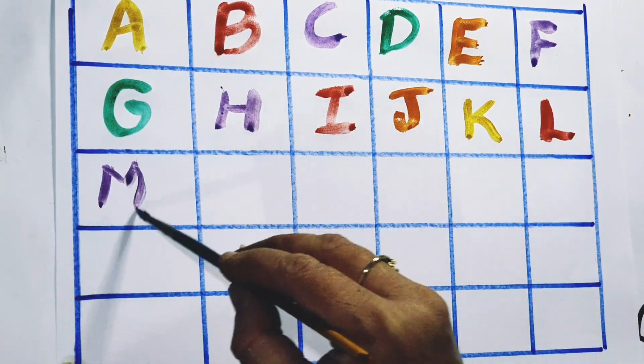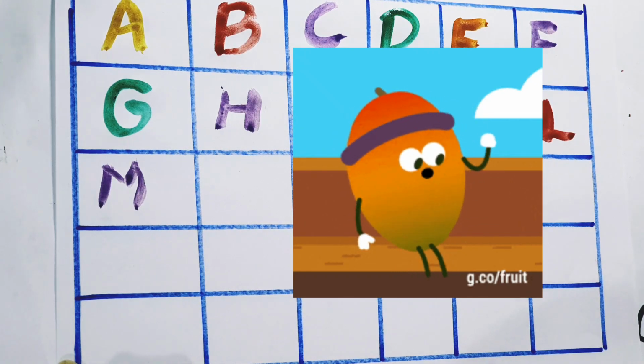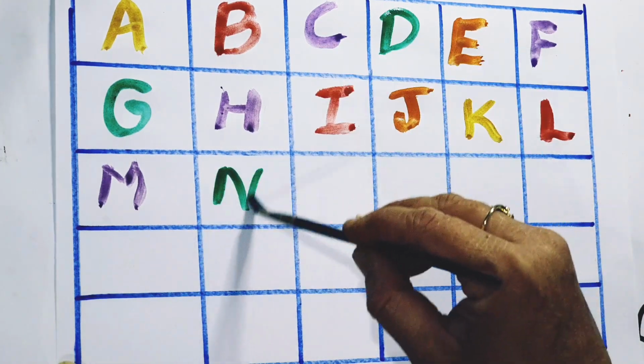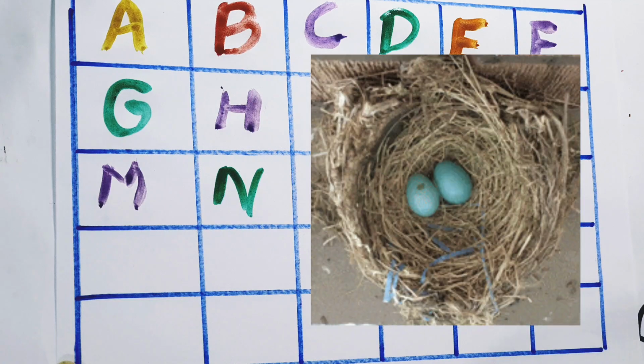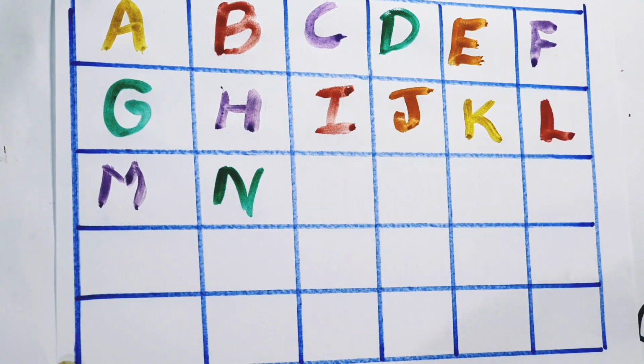Purple color. M for mango. Green color. N for nest. Orange color.